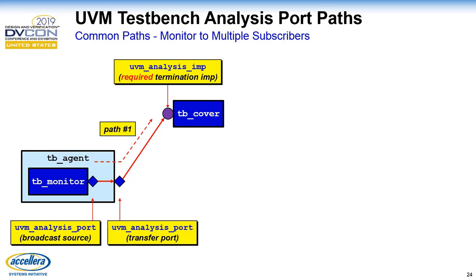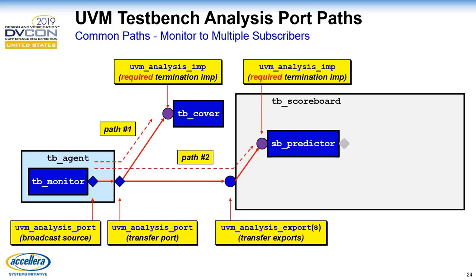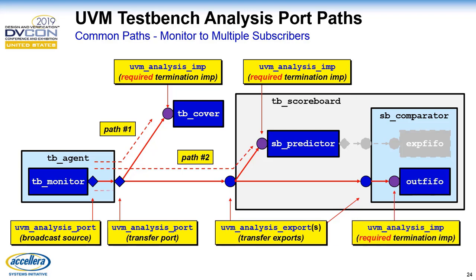That's the first path from the broadcast transaction. The second path frequently comes into an analysis export on the scoreboard, which again is little more than a transfer point. And then it ends up at the implementation port of the scoreboard predictor. That is frequently an extension of UVM subscriber with the implementation port on it. Then yet another path is the broadcast transaction heads over to a comparator's analysis export, again little more than a transfer station, and then ends up at the input of a TLM analysis FIFO.